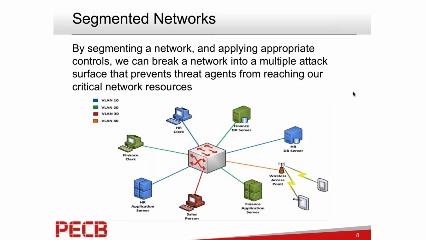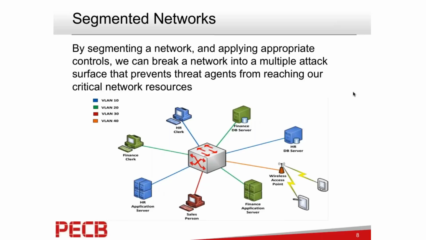And for each attack surface, you can apply multiple controls to prevent any threat agents from reaching your critical network resources. Those controls that you need to implement will vary according to the criticality of the resource hosted inside that network segment. So as you see in the diagram here, let's propose maybe multiple VLANs.